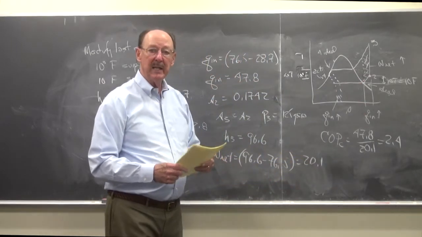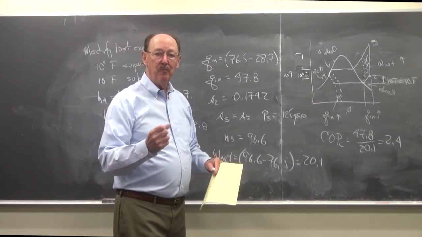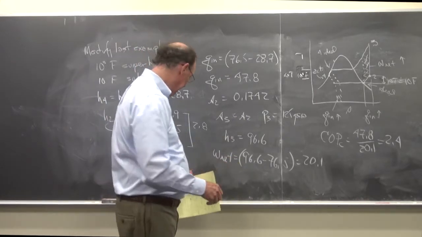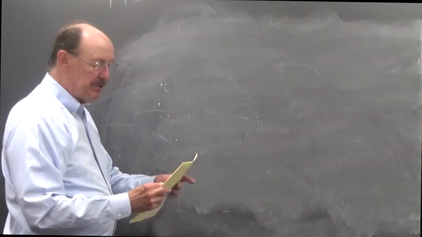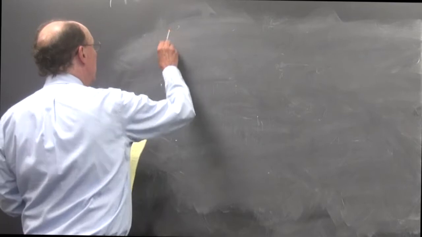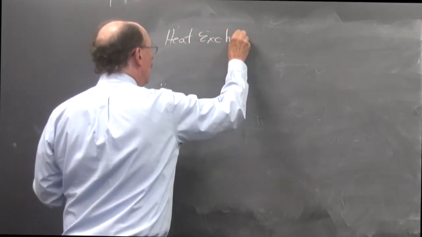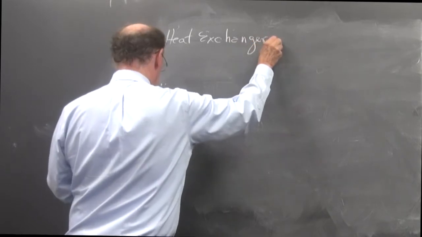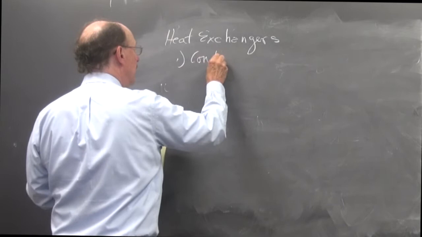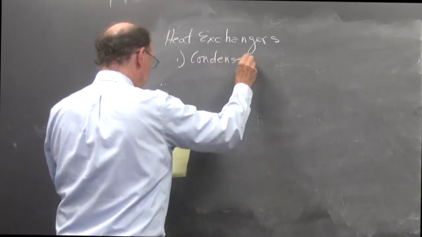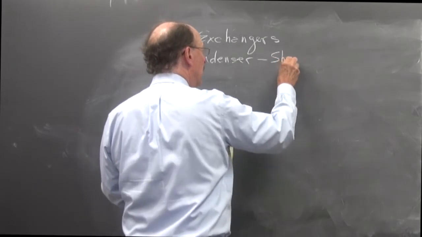And what we're going to look at now, we'll look at some of the components just to give you an idea of what they look like typically. So let's look at the heat exchangers. There are two heat exchangers. And for the condenser, it'll often be a shell and tube.